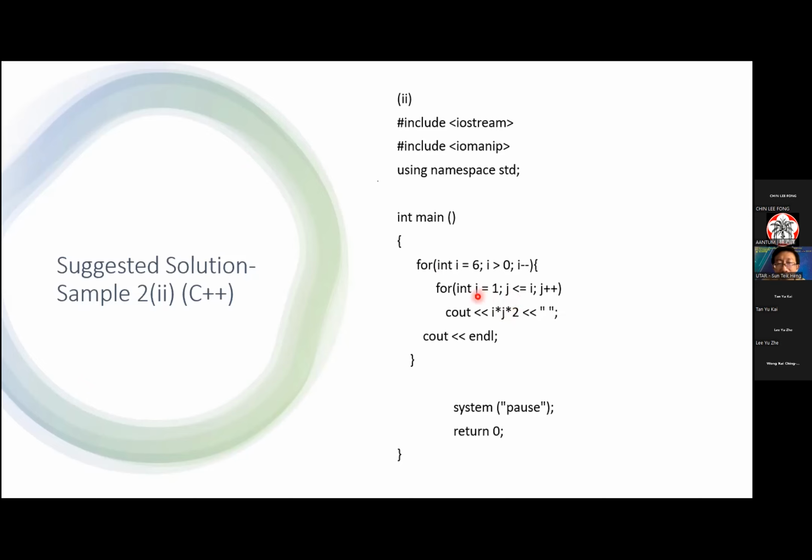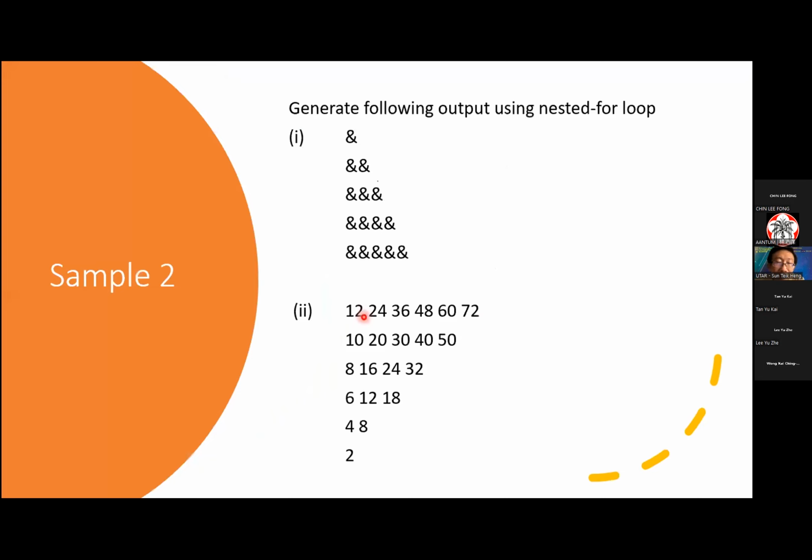The second time you loop, j becomes 2. So it is i multiply 2 multiply 2, which is i multiply 4. The next time j becomes 3, so it will be i multiply 3 multiply 2. The next time it will be i multiply 4 multiply 2, and the next time i multiply 5 multiply 2. By doing that, for the first line, you get 12, 24, 36, and so on until 72.